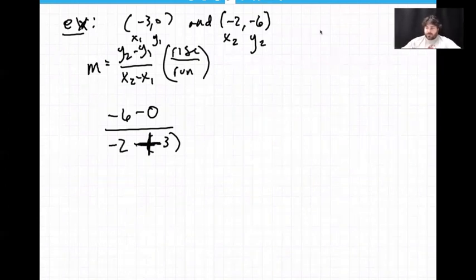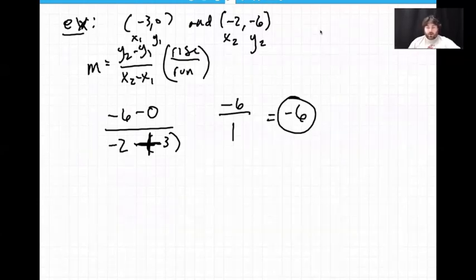So I have -6 minus 0, that's just -6, divided by -2 plus 3. -2 plus 3 is +1. So we get a simplified fraction there, -6/1, which is really just -6. So the slope of this line is -6.